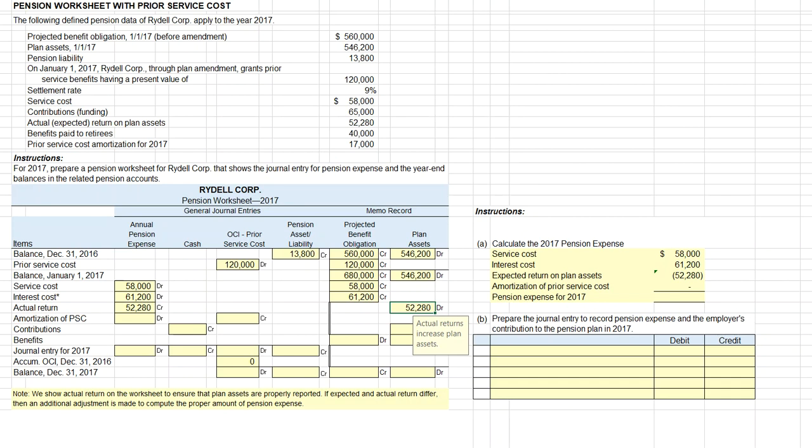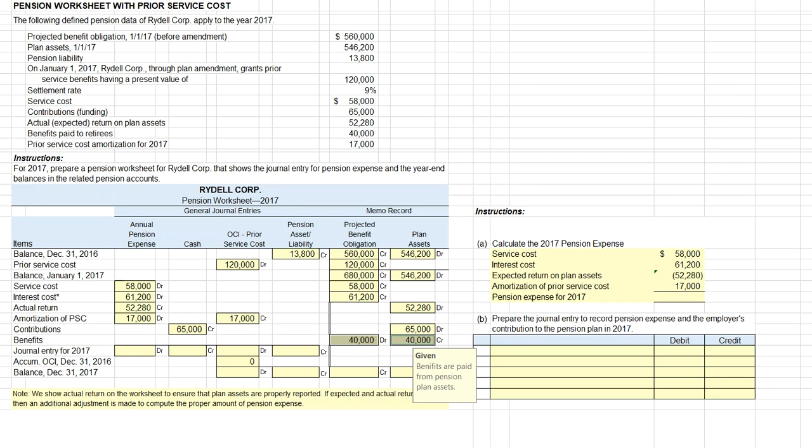During the year, we are going to start amortizing that prior service cost of $120,000, and we're told that our amortization in the current period will be $17,000. We have made contributions in the current period, we are told, of $65,000. When we contribute assets to our pension plan, that of course increases our pension plan assets. We are told that we paid benefits during the current period of $40,000, which decreases our projected benefit obligation, and we pay those benefits from plan assets.